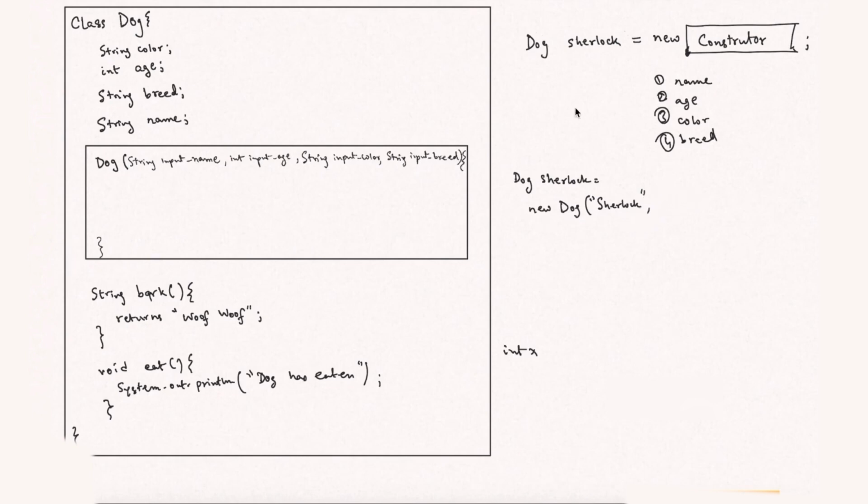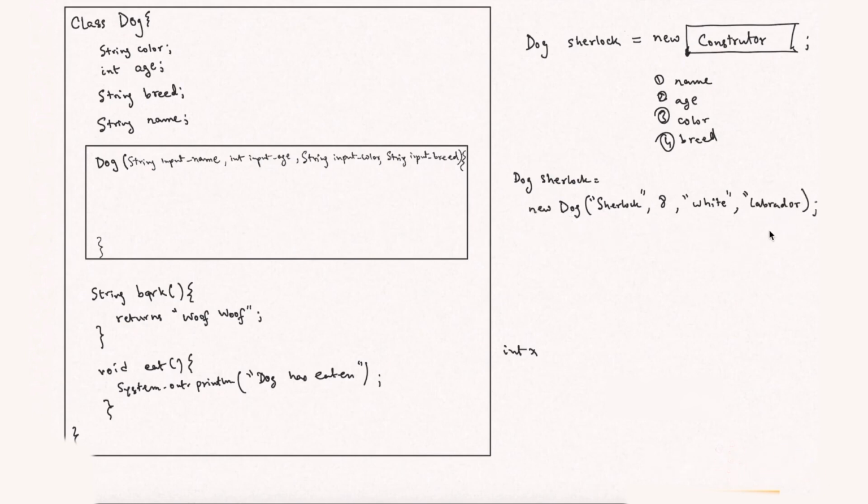The second thing that we input has to be an integer, right? And it would be the age. So the next thing would be, let's say, 8 years. So we'll just say 8. The third thing will be an input color, and that color is a string. So let's say it's white. And the fourth thing is the breed, and the breed for Sherlock would be another string. Let's say that'll be Labrador, right? And our statement is finished.